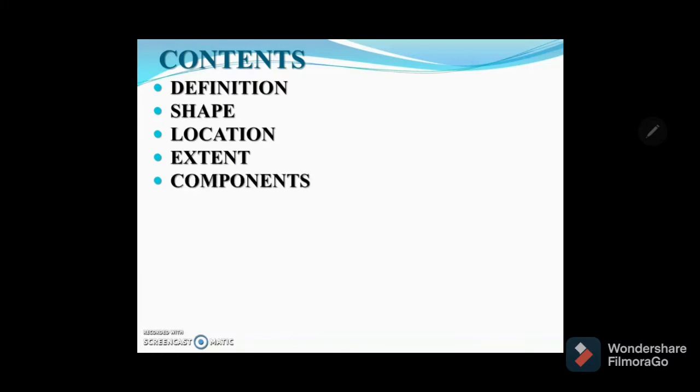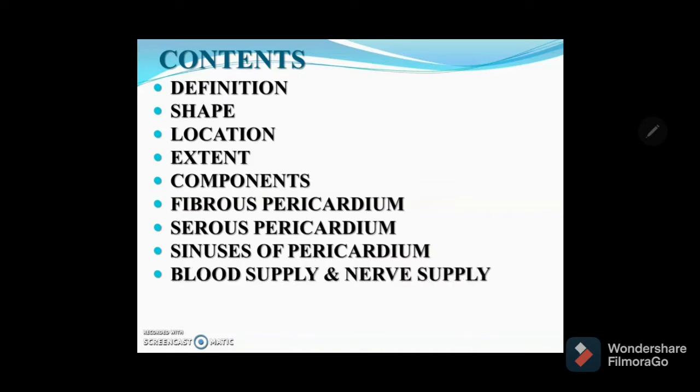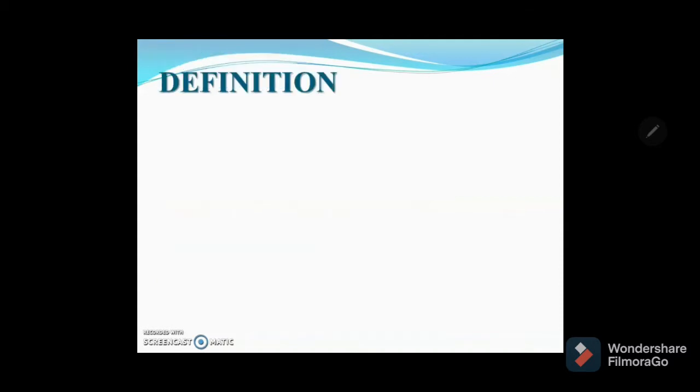First we will see the definition of pericardium, what the pericardium is, its shape, then where it is located, then the extent, and the components of the pericardium, like the fibrous part and serous part. We will discuss the sinuses of the pericardium in detail, then we will see the blood supply and nerve supply, and at last we will discuss applied aspects related to the pericardium.